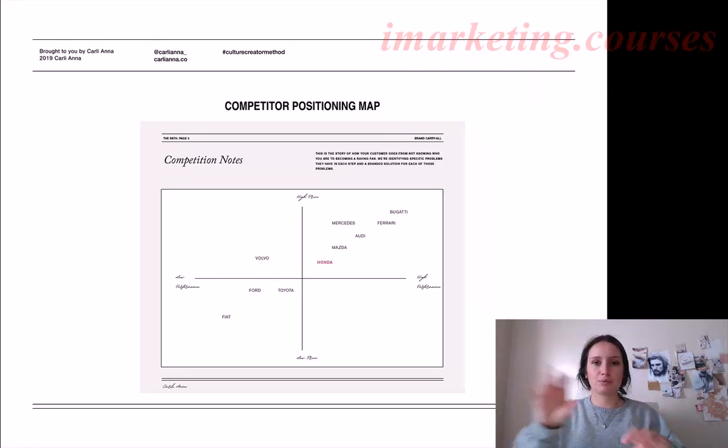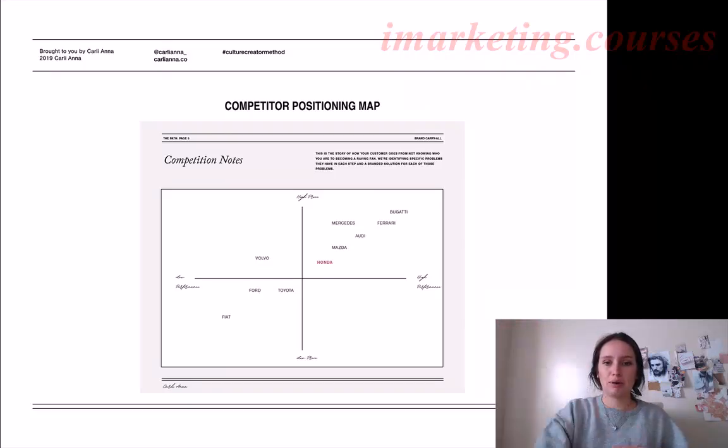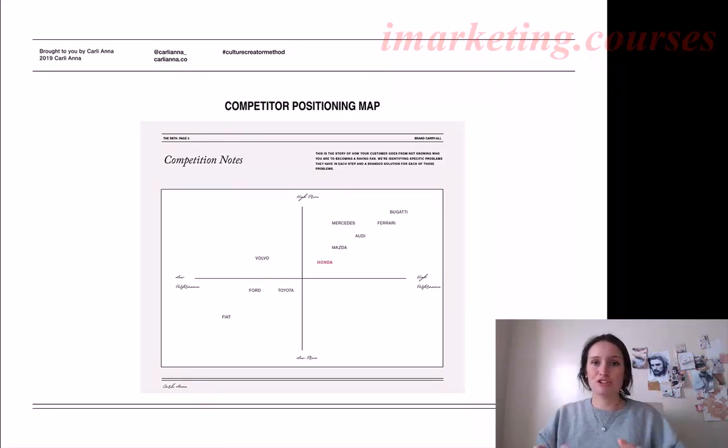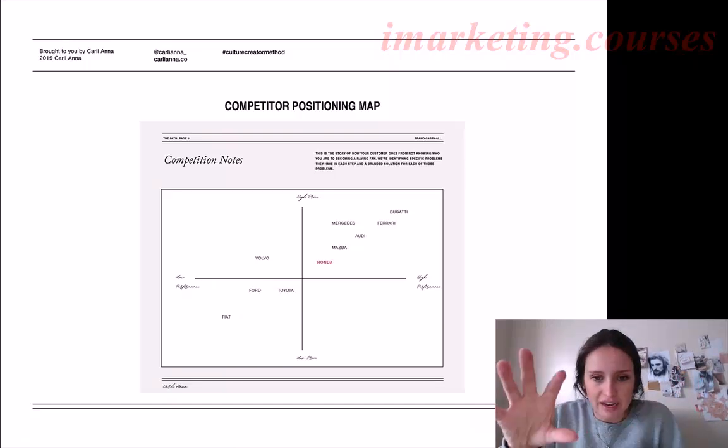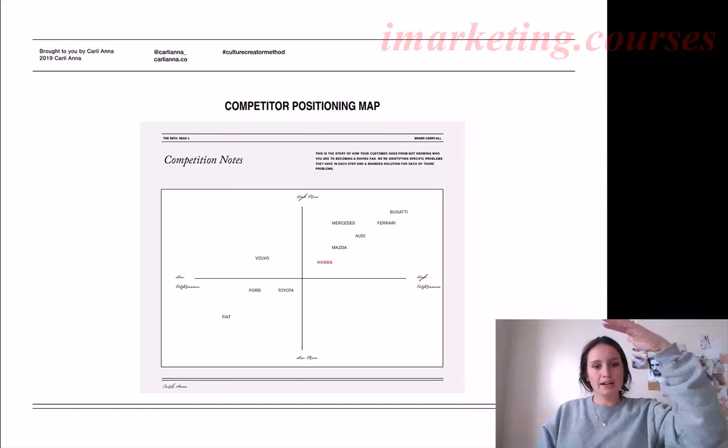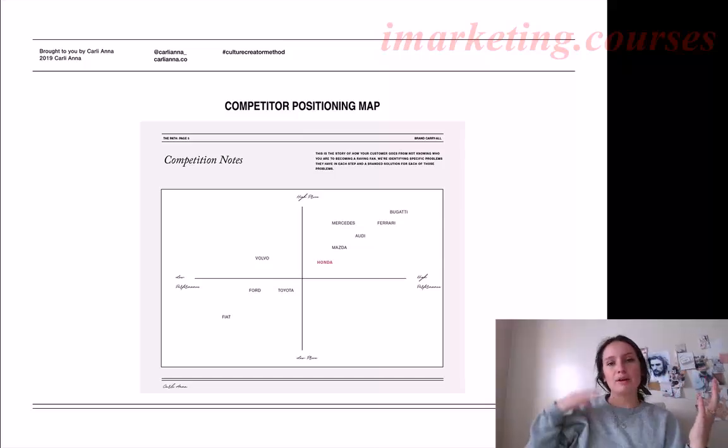I put in just not random, but well-known automobile brands. It's hard to understand what this is without seeing it in action. And once you see it in action, you're like, oh, I can see what's going on here. So you can see here on one axis, I've got the high price and then the low price. And then on the other one, I've got low performance and high performance.